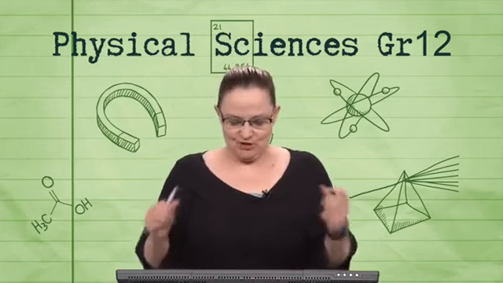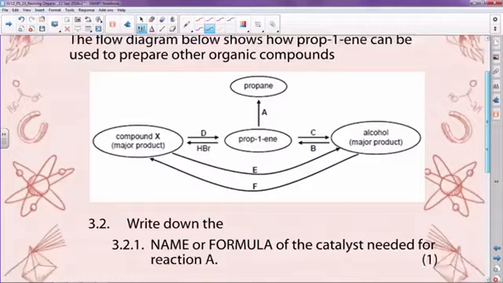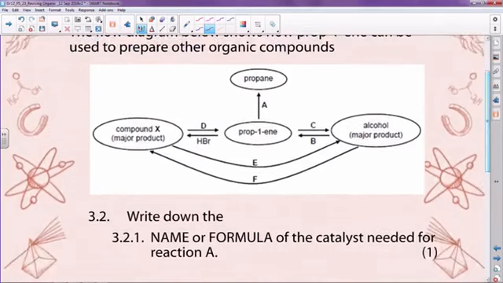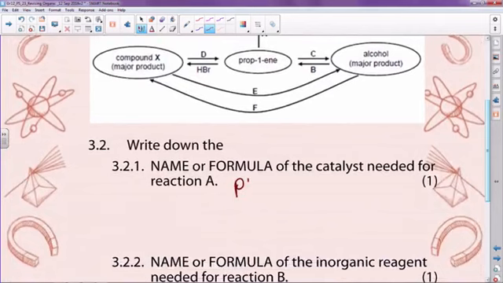Okay, grade 12. So let's see how we did. The first one was name the catalyst or give the formula for reaction A. Reaction A was addition. Now this one is the catalyst I tried to give you earlier. It's platinum, nickel, or palladium. Just remember the one you can spell.